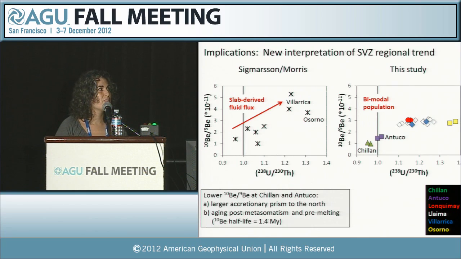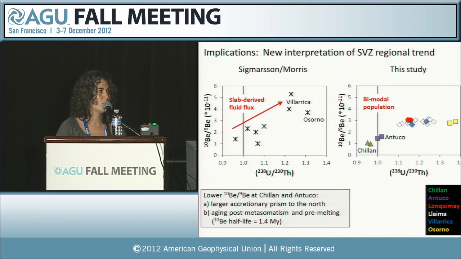Okay, so lastly, we're going to see how this affects the regional trend with all this new data. On the right-hand side, we see all the new data from this study. And we're not able to reproduce the high beryllium-10/beryllium-9 compositions that we see at Rica and Osorno from the old data set. Instead, it seems that there is a bimodal population with most of the volcanoes falling at around a beryllium-10/beryllium-9 ratio of 3. But then Chiana and Antuco are much lower.